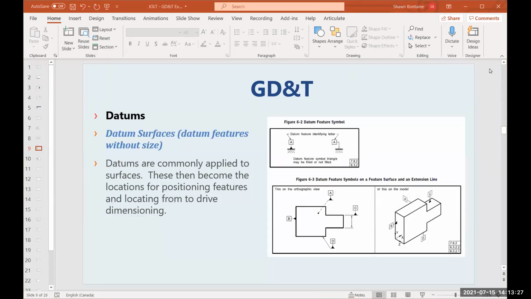The other thing to keep in mind, as I mentioned, is that we can apply datums to surfaces. Everything in the actual standard, and the standard is the ASME Y14.5 2018 standard, that is the latest and greatest standard, refers to everything as a feature. It then deviates and says that there are datum features without size, which are surfaces, and these datums are commonly applied to surfaces, and they become the locations for positioning features and locating from derived dimensions.